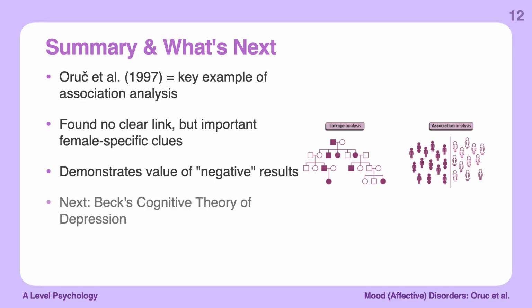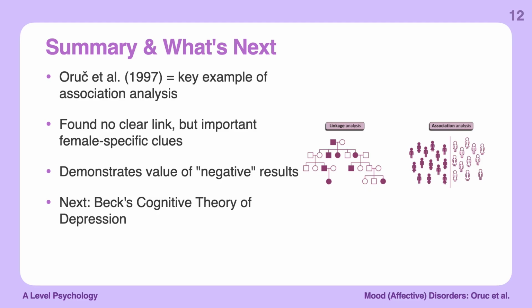Next, we're moving from biological explanations to psychological ones with Beck's cognitive theory of depression. We'll see how thinking patterns and cognitive processes might contribute to depression. It's a completely different approach to understanding the same condition. That concludes our exploration of the Oruc study.